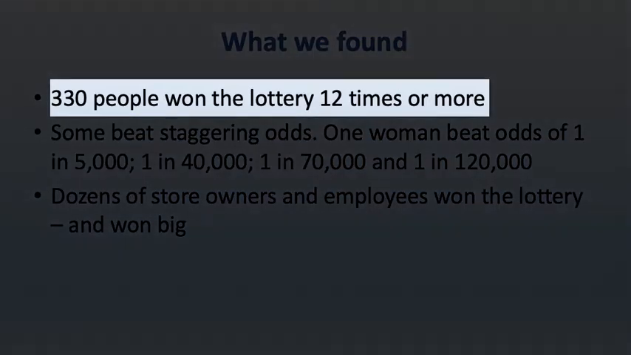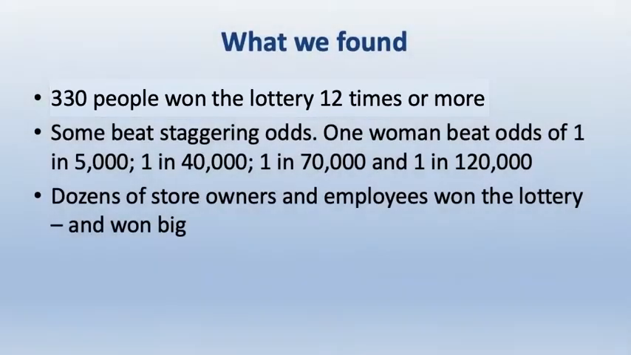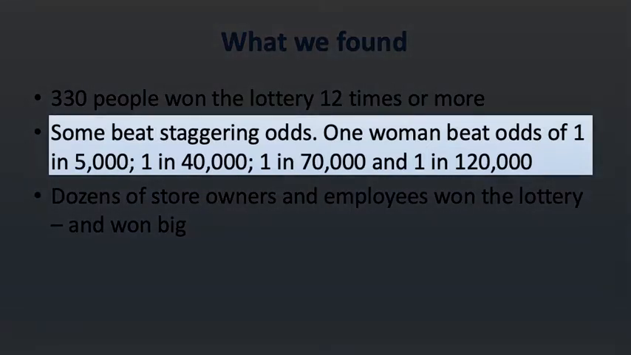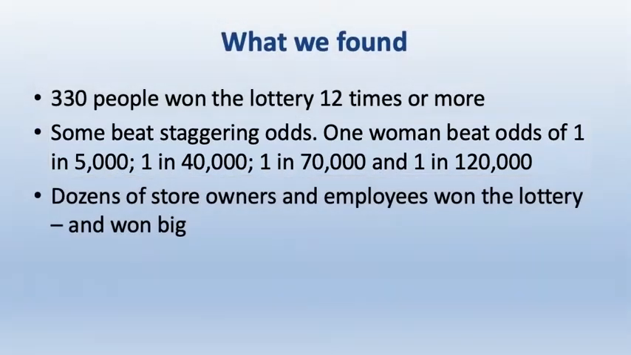And what we found, 330 people won the lottery 12 times or more. Some beat crazy odds. One woman in High Point beat odds of 1 in 5,000, 1 in 40,000, 1 in 70,000, and 1 in 120,000. Now, to put that in perspective, try this. I'm thinking of a number between 1 and 5,000. What is it? 488. If you guessed that, that's a miracle. And if you did, try to do the same between 1 in 40,000, 1 in 70,000, and 120,000. That's the kind of odds that she beat.